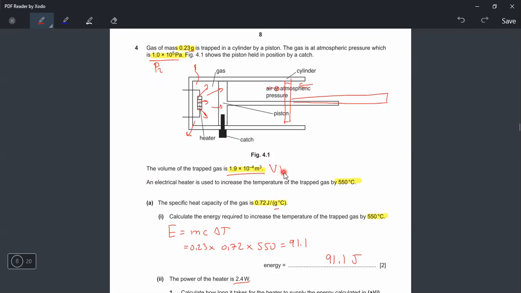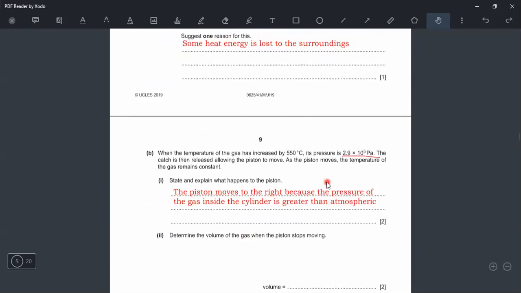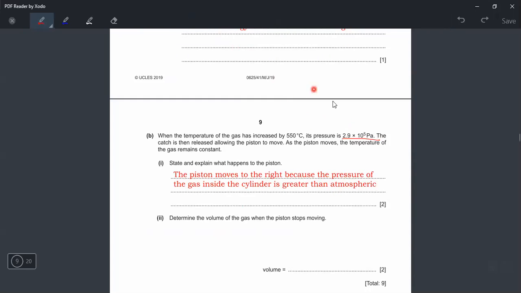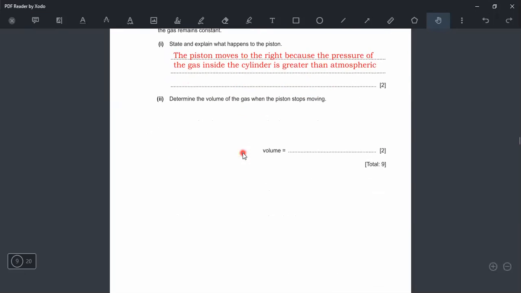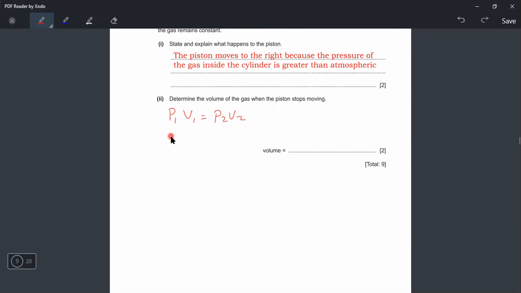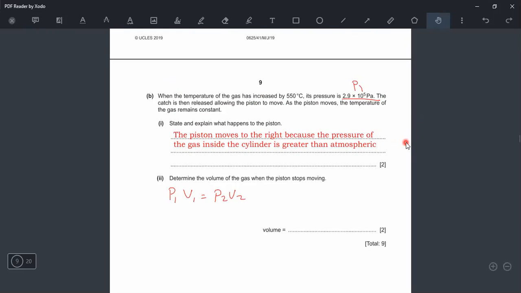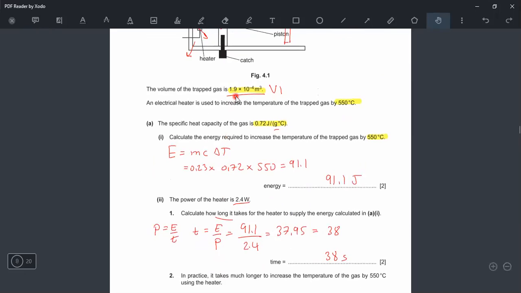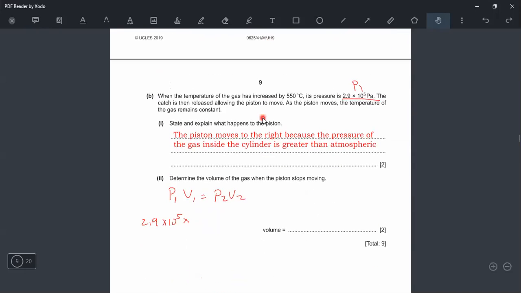That's our initial volume, V1. This is our initial pressure, P1, before we release the catch. The moment you see P1, V1, and P2, V2, we have our equation ready. P1 V1 equals P2 V2. P1 is, my memory fails me, 2.9 times 10 to the power of 5, times V1, which is on the previous page, 1.9 times 10 to the power of negative 4.